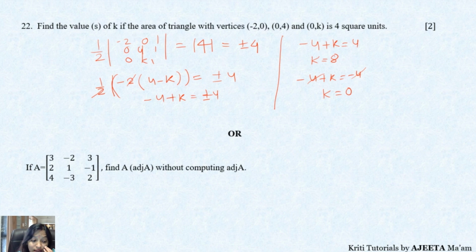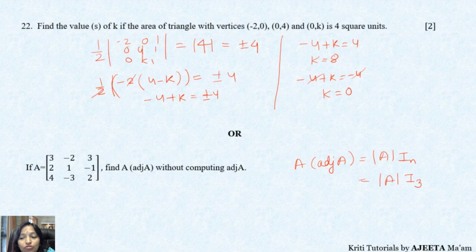Now this means there has to be some property. So what's that property? A into adjoint of A is equal to determinant value of A into In. What is n? N is the order of the matrix given to you. So directly, what is the order given to us in this question? 3 order. So you know what is identity matrix of order 3. So determinant value of A has to be multiplied with the 1 0 0, 0 1 0, 0 0 1 matrix, and that will give you the value of A into adjoint of A.